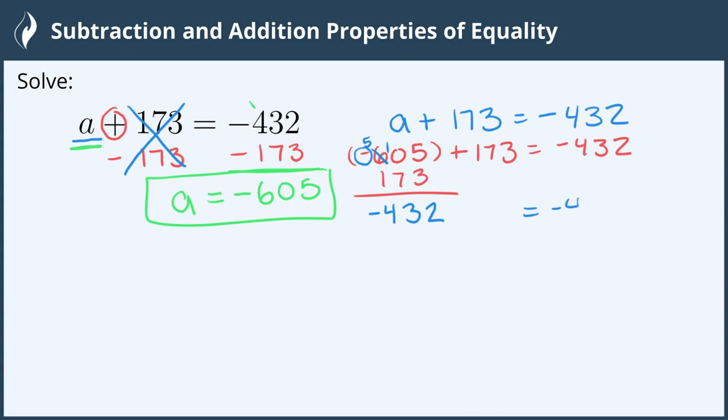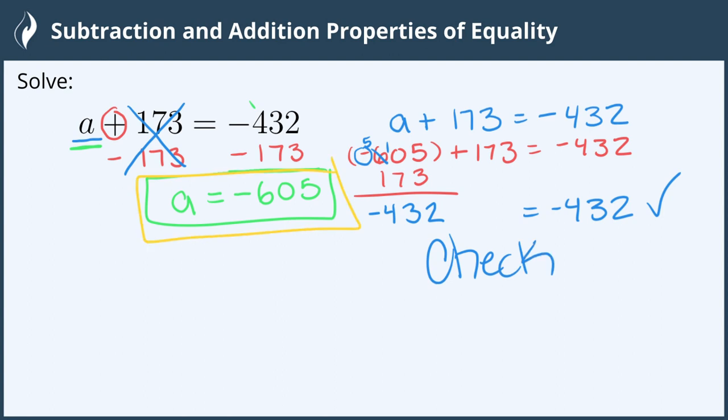And it does. Negative 432 does equal negative 432. So it checks out. And this means that the answer we got over here is indeed correct. A does equal negative 605. And we're all done.